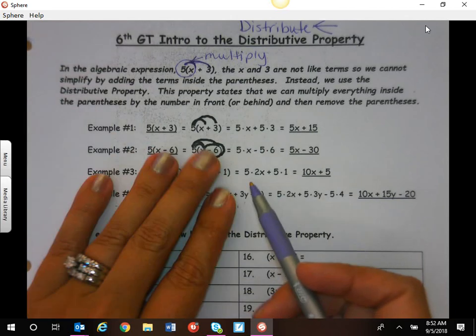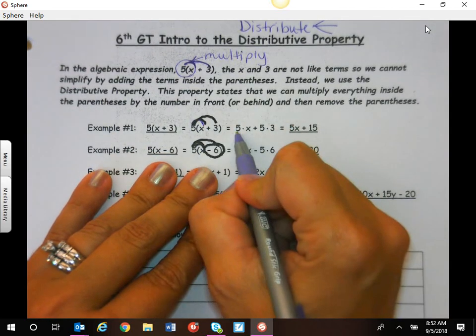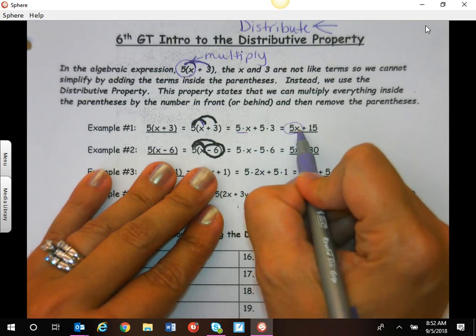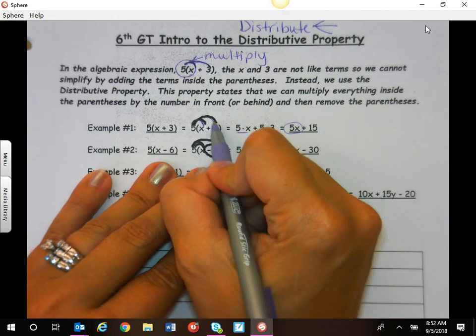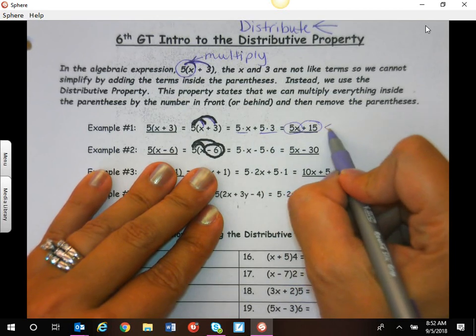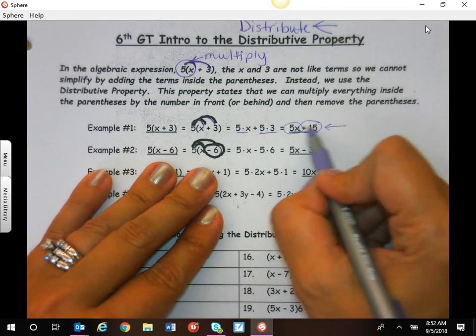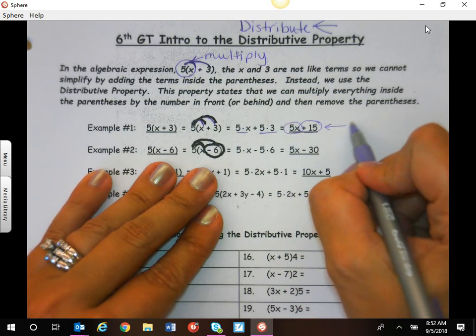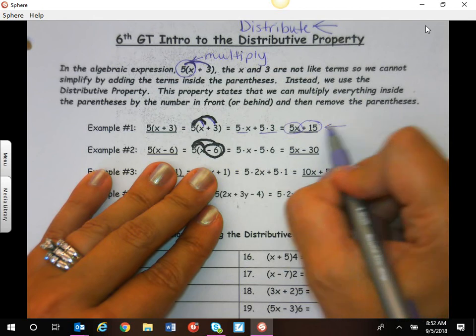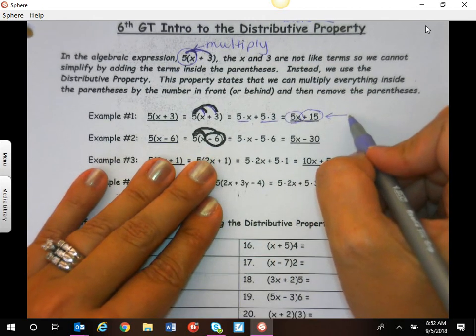So if you look down here, when we do that, 5 times x is 5x. And we also have to do 5 times 3, which is 15. So our simplification is 5x plus 15. You can't put these together because we don't know what x is. And this is as far as you can go. This is when you are finished. So I want you to look at this example.